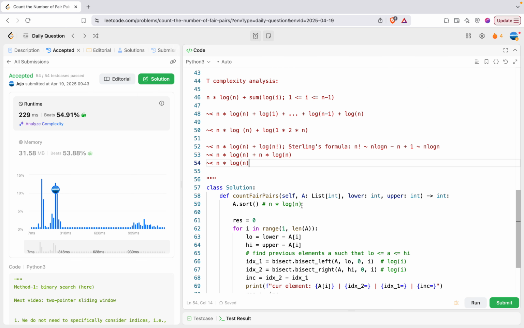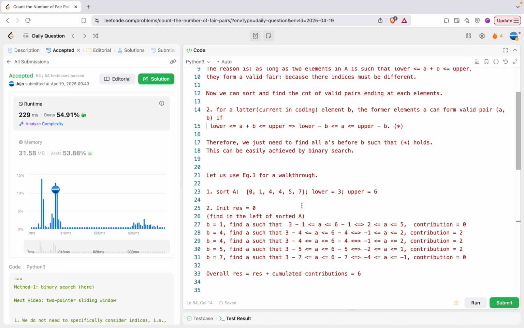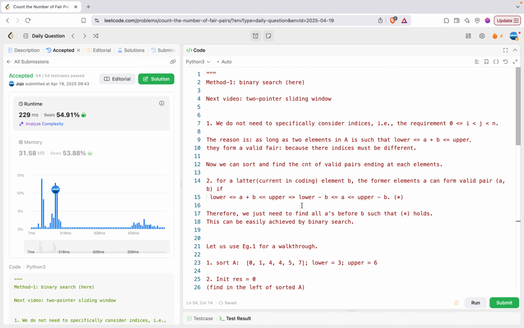So with that said, that's about it for the current video. Next we are going to consider the two-pointer sliding window method in the next video.